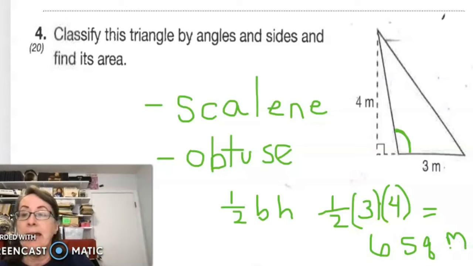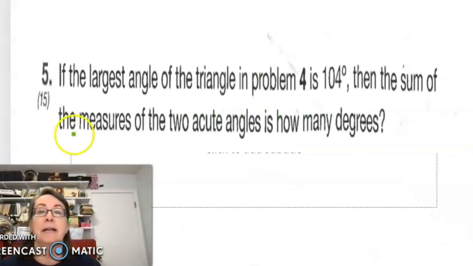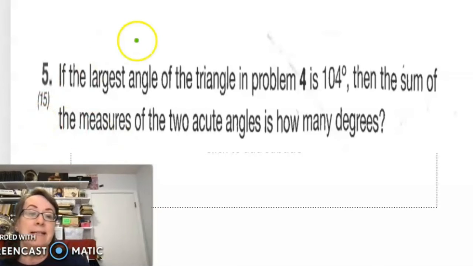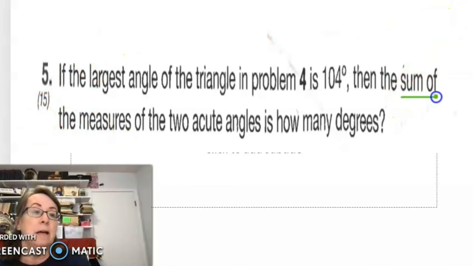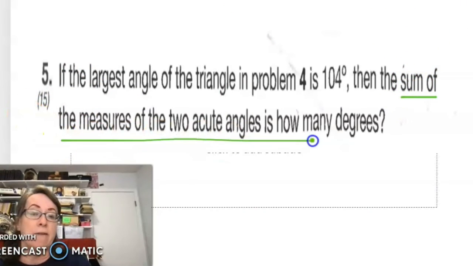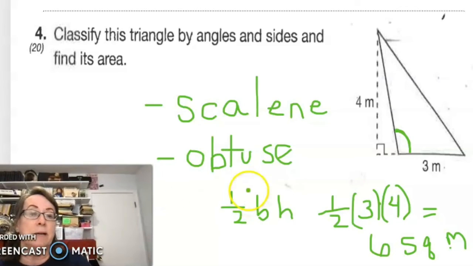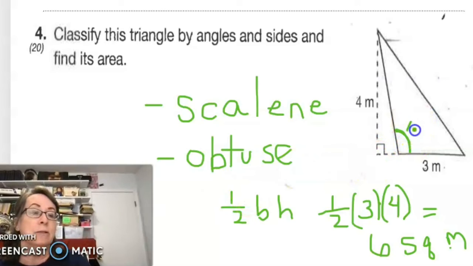Okay. And number 5. If the largest angle of a triangle in problem 4 is 104, then the sum of the measures of the two acute angles is how many degrees? Notice they said the sum of the measures of the other two angles. So they're going to go back here. This one is 104 because they just told us it was 104. And then they're saying, what are the other two angles going to add up to be?